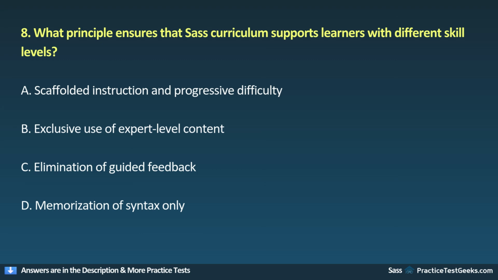8. What principle ensures that Sass curriculum supports learners with different skill levels? A. Scaffolded instruction and progressive difficulty. B. Exclusive use of expert-level content. C. Elimination of guided feedback. D. Memorization of syntax only.